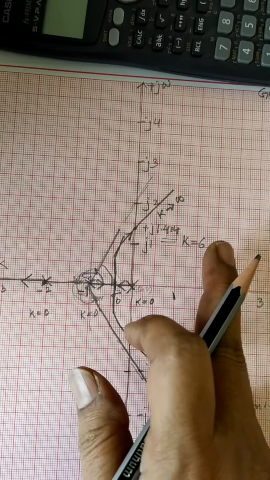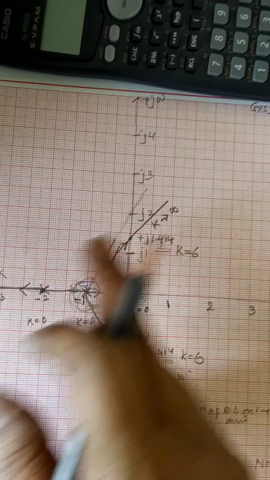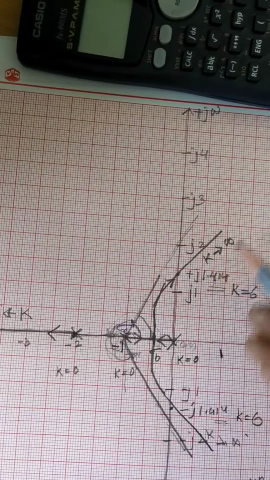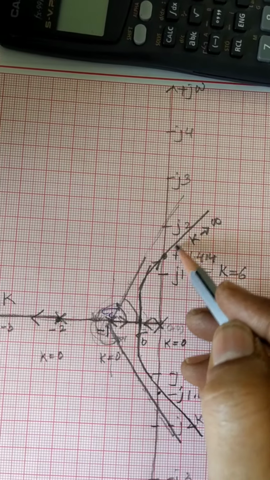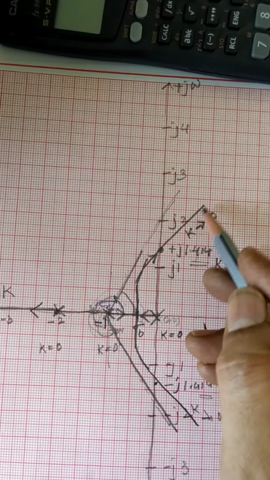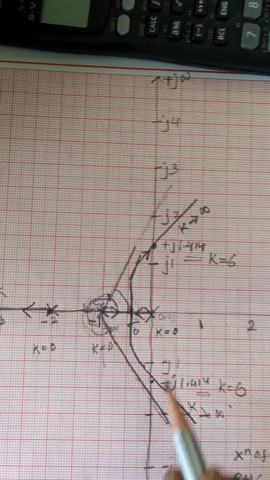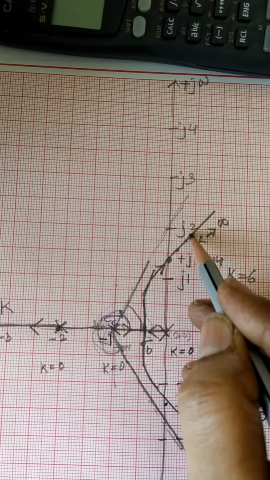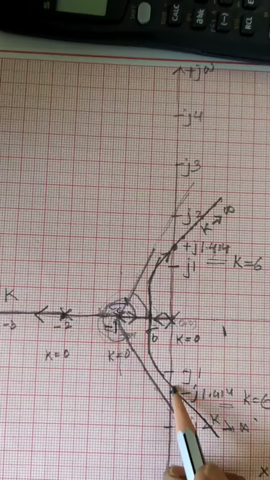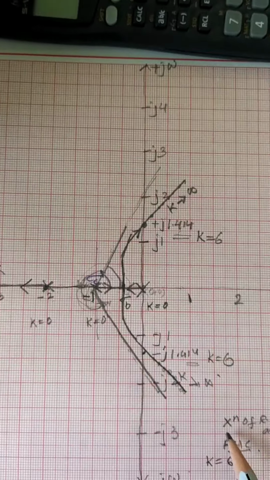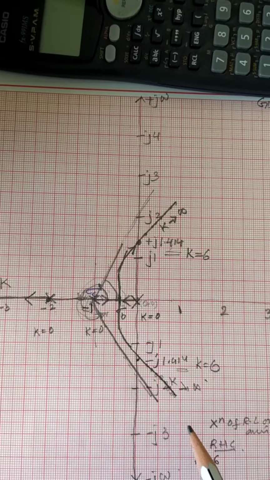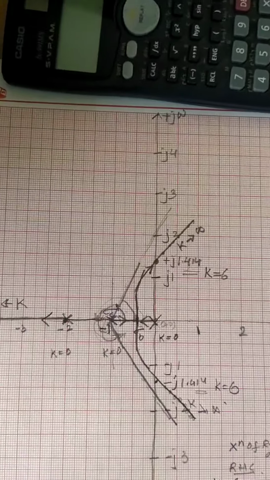So at this point, if you increase K in the Routh-Hurwitz criterion, at this point K is equal to 6. If you make K greater than 6, you will find the root locus going in this direction and here. Any point on this root locus is a root of the characteristic equation. Root locus is the locus of the roots of the characteristic equation.